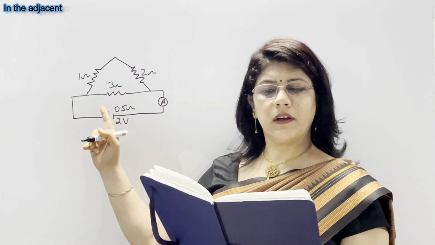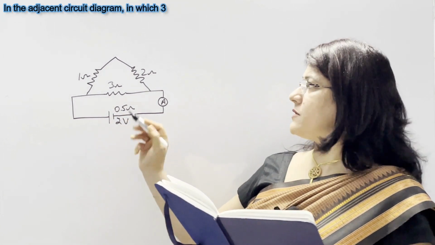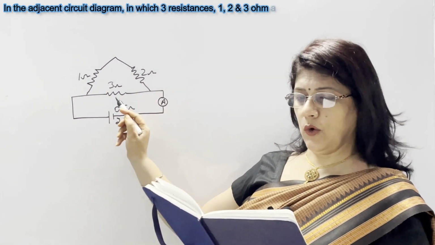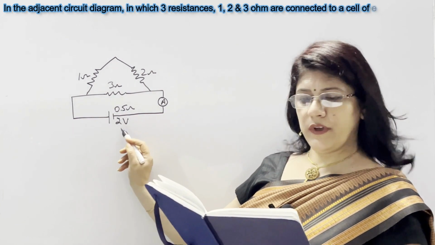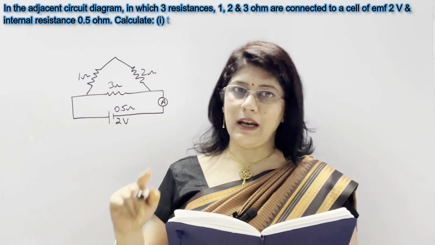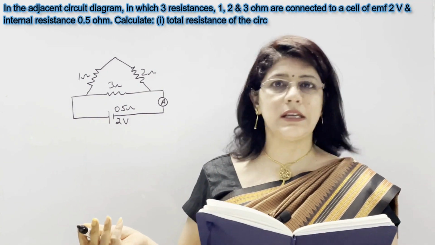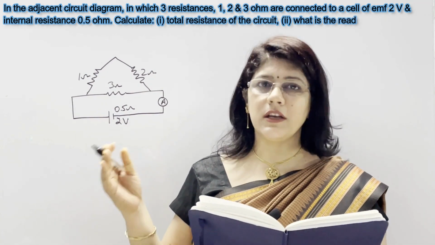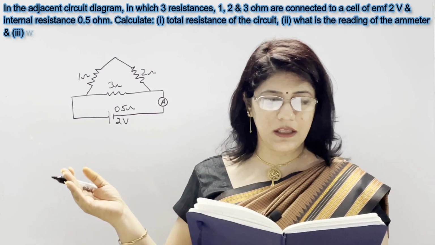In the adjacent circuit diagram, three resistances 1 ohm, 2 ohm and 3 ohm are connected to a cell of EMF 2 volt and internal resistance 0.5 ohm. First part is calculate the total resistance of the circuit. We can easily calculate. Second, what is the reading of the ammeter?